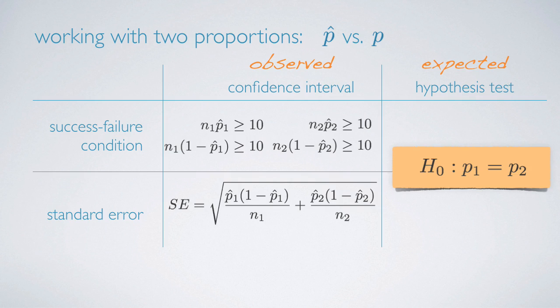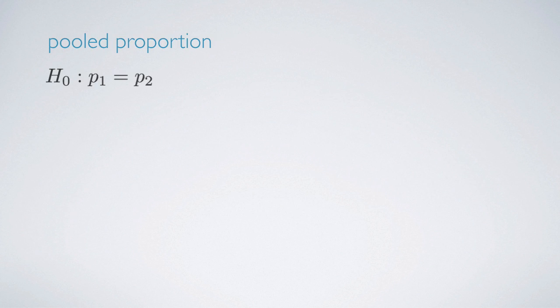But at no point do we define what these should be equal to. So we don't have a readily available null value of the population proportion that we can use for the two groups to calculate expected successes and expected failures. What do we do? We make one up.